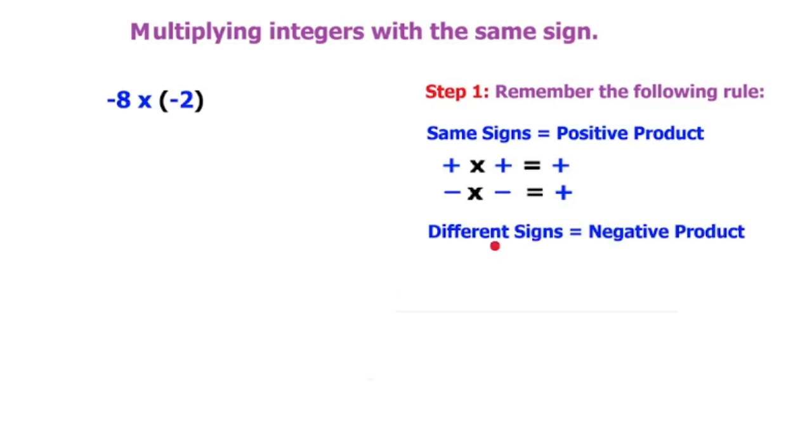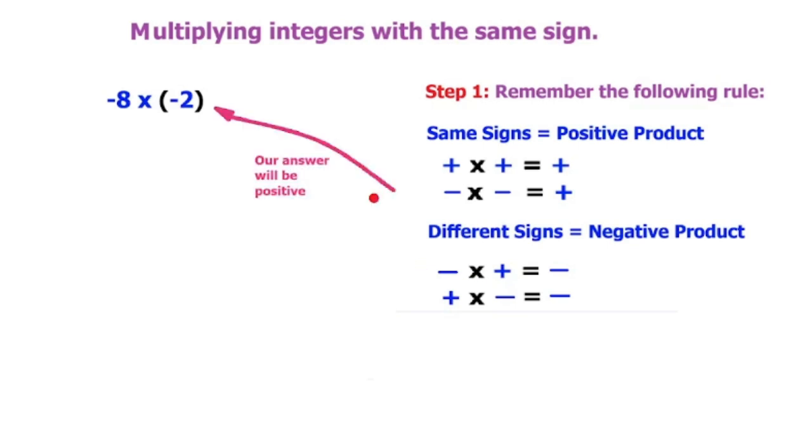I'm just going to go through what it would look like if the signs are not the same. So for different signs, we get a negative product. So the signs are not the same. We have a positive and negative, and then the answer will give you a negative. And the same is true when the signs are in this order. It doesn't matter the order, it'll give you a negative.